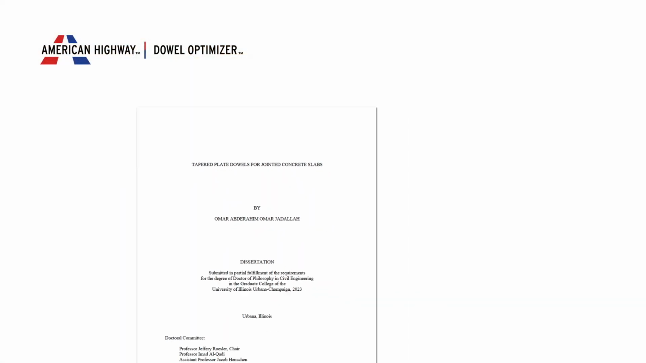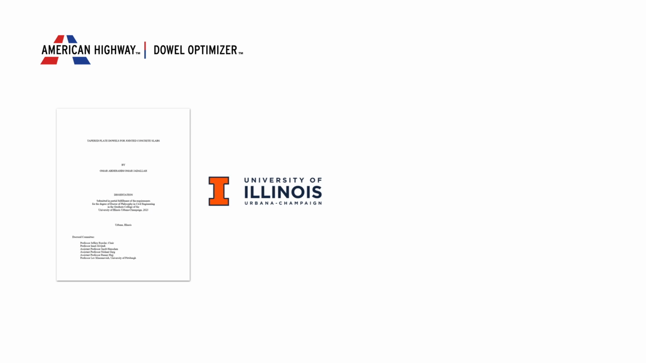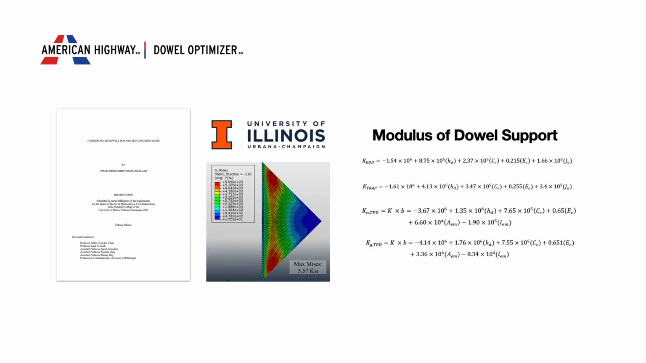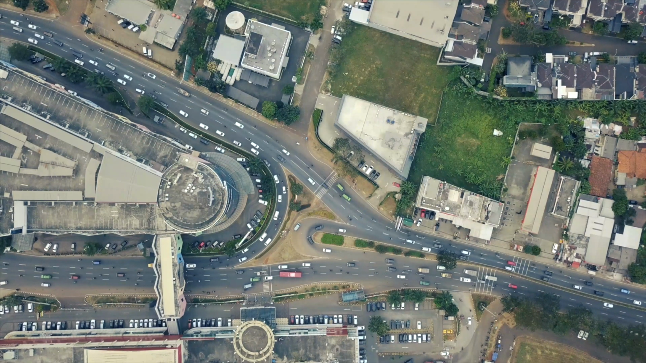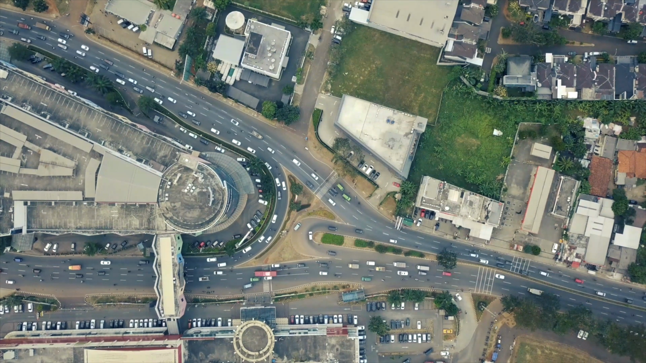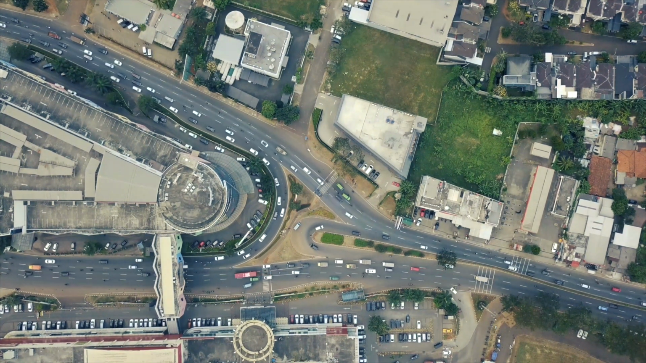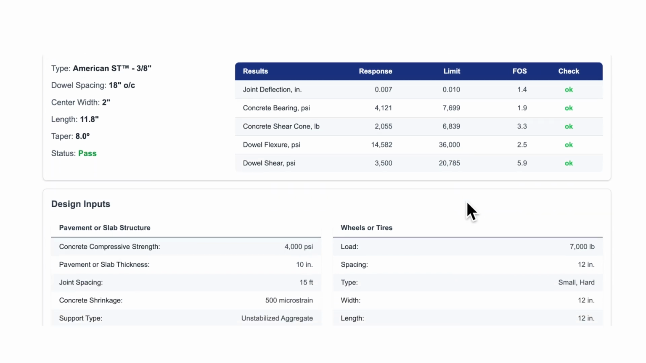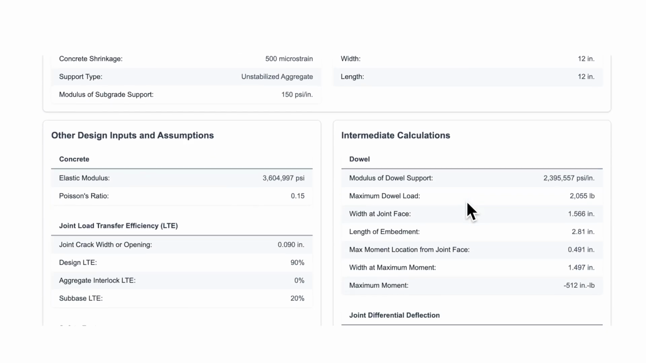Recent PhD research at the University of Illinois addressed this issue for tapered plate dowels, validating predictive models with physical testing and finite element analysis. These models demonstrated that the modulus of dowel support isn't a fixed value, but rather varies with dowel geometry, slab thickness, and installation conditions. The Dowel Optimizer incorporates these findings to calculate the modulus of dowel support for all dowel types with improved accuracy.